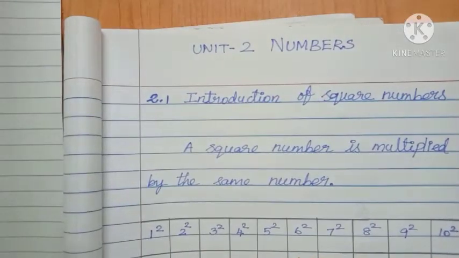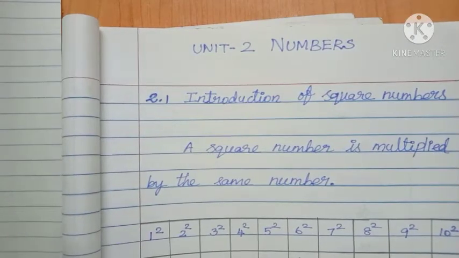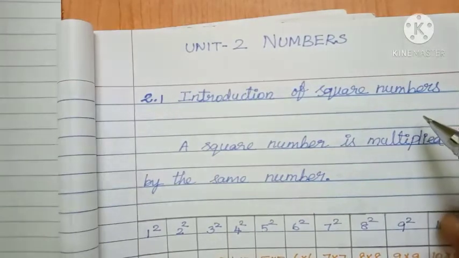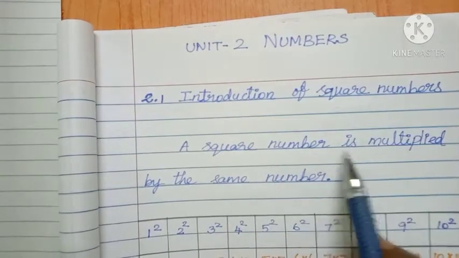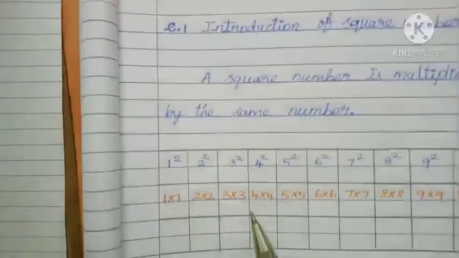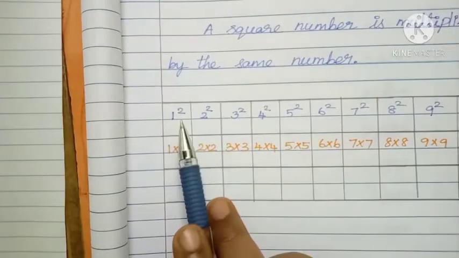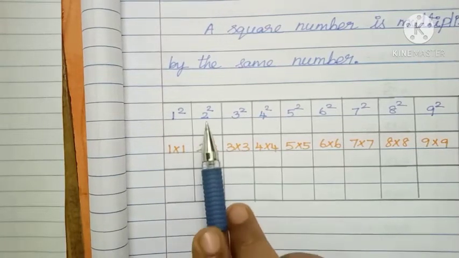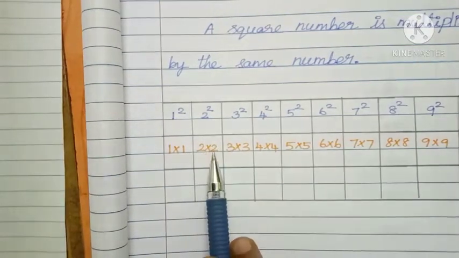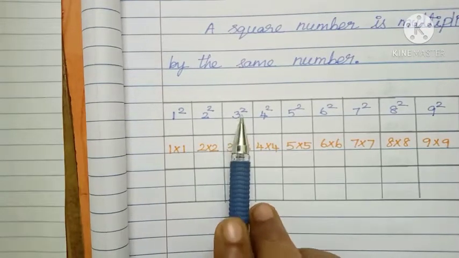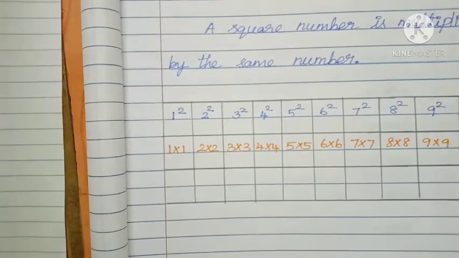Write in your classwork. Unit 2 Numbers. First one, Roman letter, 2.1 Introduction of square number. Definition: A square number is multiplied by the same number. So here we use the number 1 power 2. So 1, you write 2 times. 1 multiply 1. 2, write 2 times. 2 multiply 2. 3, write 2 times. 3 multiply 3. So you find out the answer now, children.